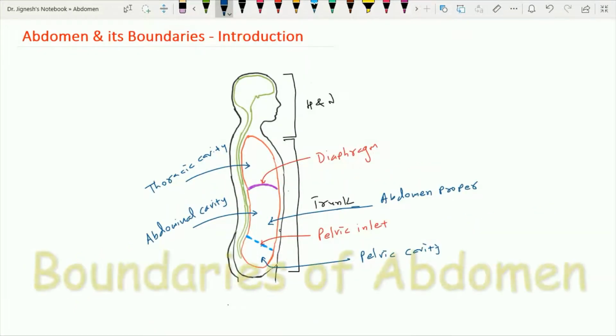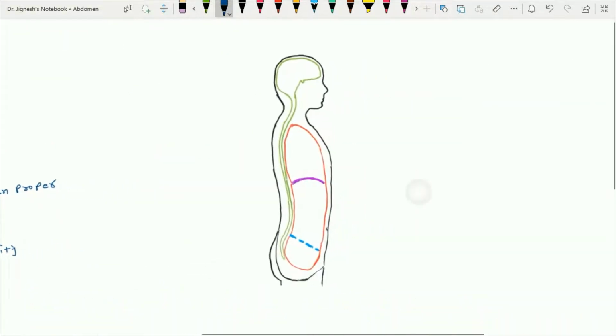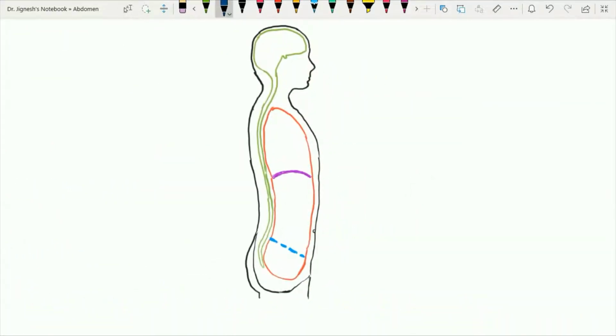Now let's see the boundaries of this abdomen. This abdomen has four boundaries, and let's see in this fresh image, it has one roof, one floor, one anterior wall, and one posterior wall.